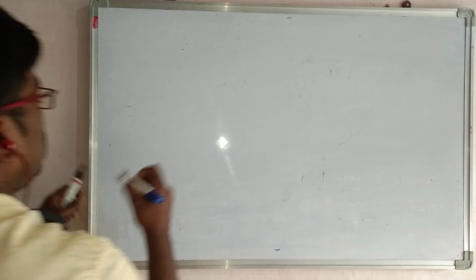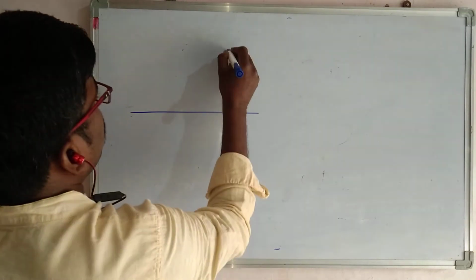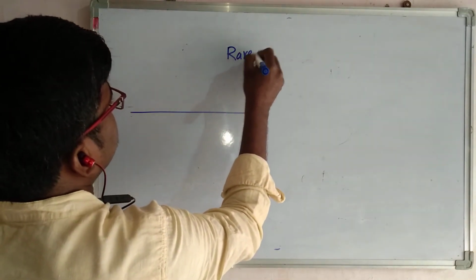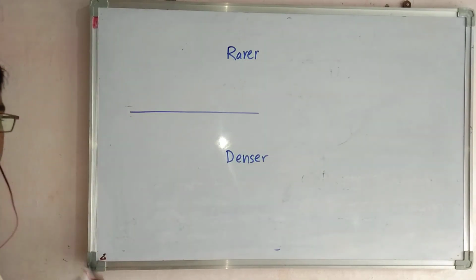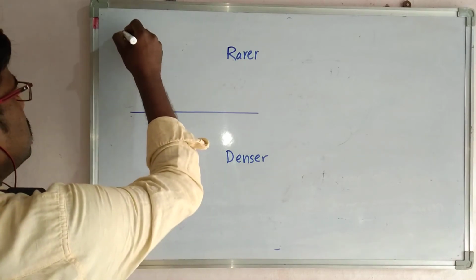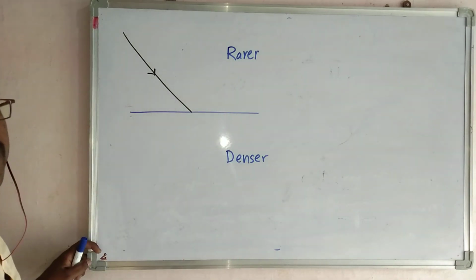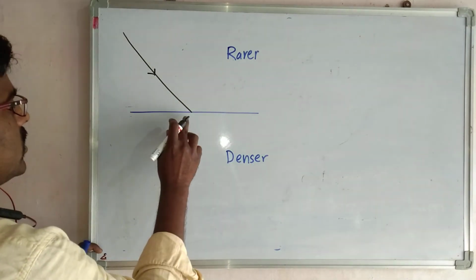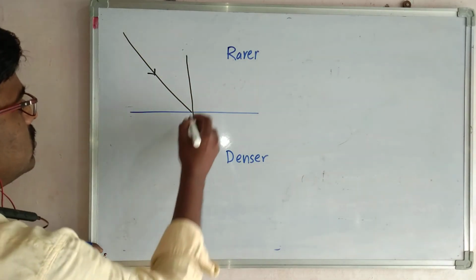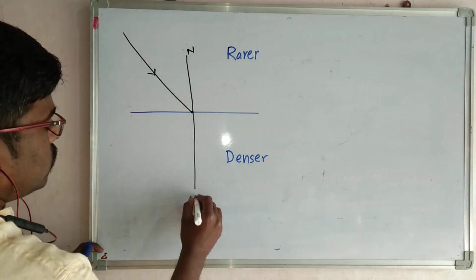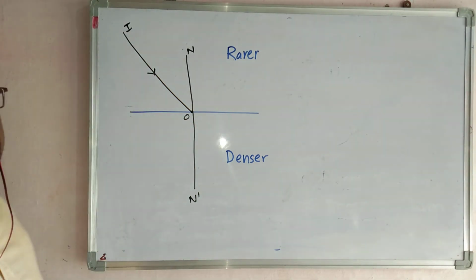So now, I am considering two different types of mediums. That is, one is rarer medium and the other one is denser medium. I think you know what is rarer and what is denser, right? Now, when the light ray is traveling from the rarer medium to denser medium, to understand this, we should have a normal at the point of incidence. To study that, we should have a normal. And this is the incident ray. This O is called as point of incidence.